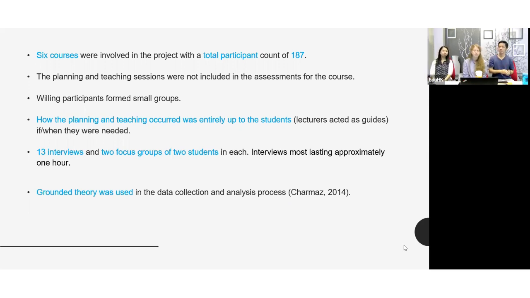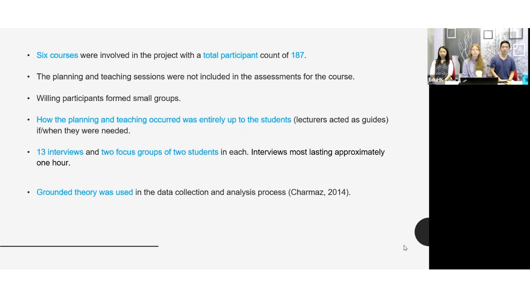At the end of the semester, students were asked if they would be willing to participate in an interview or join a focus group, although it was made clear that they were not required to do so. After the written content was obtained, there were 13 interviews and 2 focus groups of 2 students each. Interviews lasted between 26 minutes and 70 minutes, with most lasting approximately an hour, and the focus groups lasted between 1 hour 5 minutes and 1 hour 55 minutes.